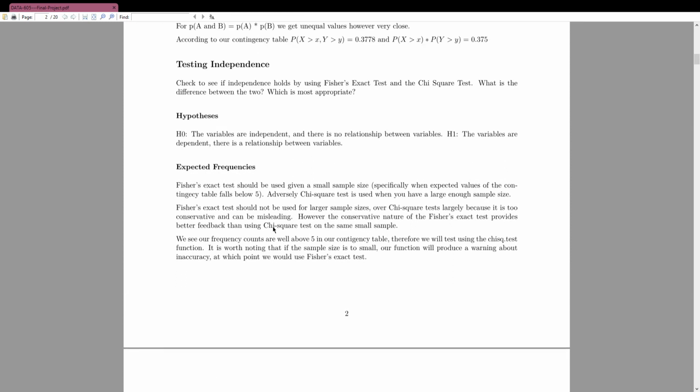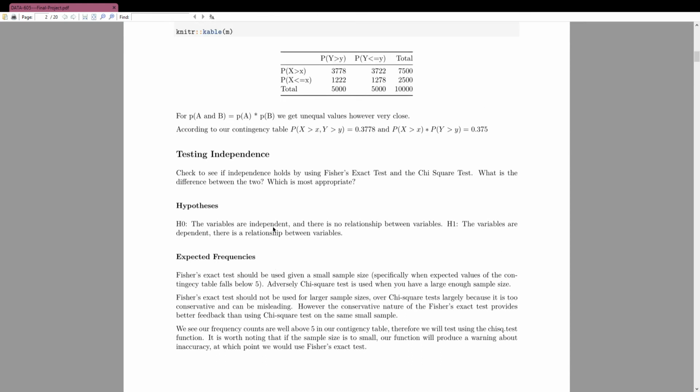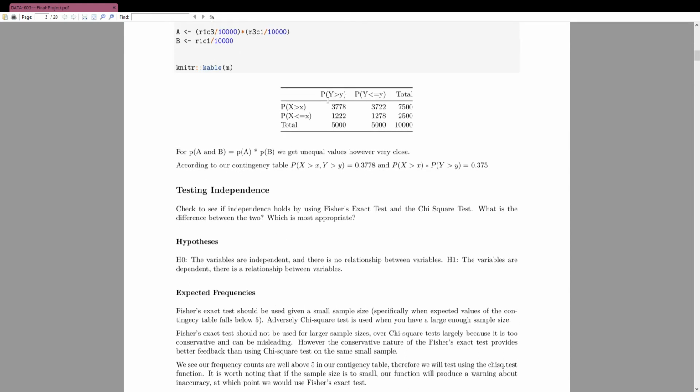So whether or not we want to use the chi-square test or the Fisher's exact test does depend on the expected frequencies in your contingency table. In our case, all of our frequencies are well over 5. 5 is usually the number you have to keep in mind. If it's less than 5, you're going to want to use a Fisher's exact test. If it's greater than 5, you're going to want to use a chi-square test.